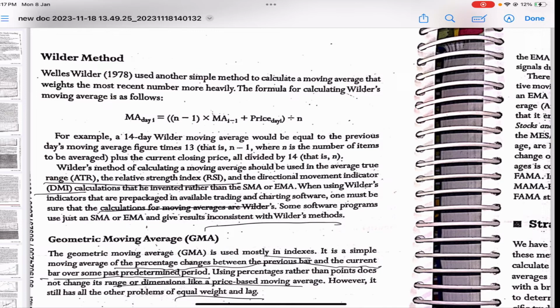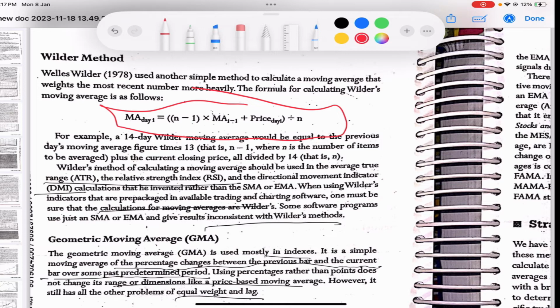Wilder has created his own particular formula. Wilder's moving average is used in average true range. You must have learnt about the indicators ATR, RSI, DMI, right? In these indicators, the moving average which is used is the Wilder's moving average. Now, Wilder has given this formula: moving average of the day I is equal to n minus 1 multiplied by moving average I minus 1, plus price of the day I, divided by n.